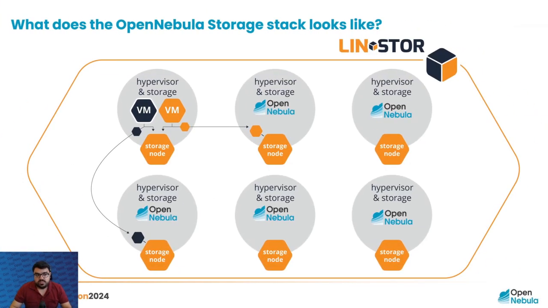All right, so what does the OpenNebula storage stack look like with LINBIT SDS? There are three options: the hyperconverged approach, the disaggregated approach, or mixed. I also saw some of the customers using a mixed approach. In this example, what you see here is a hyperconverged infrastructure. It's pretty easy, I bet you already know how it works. A VM has a local drive, which is replicated with another drive in another host.